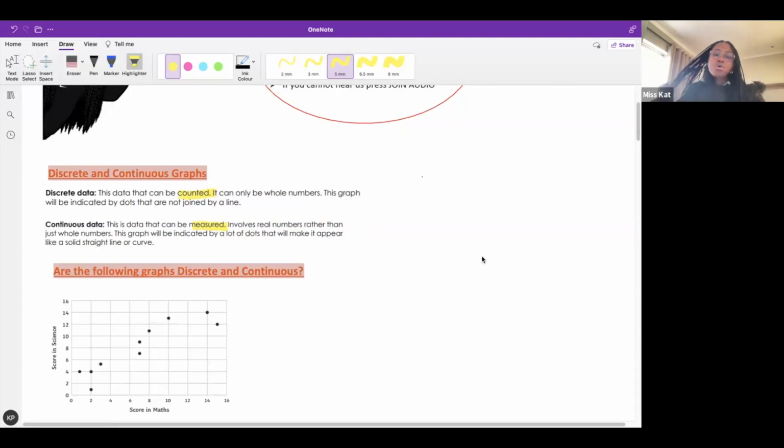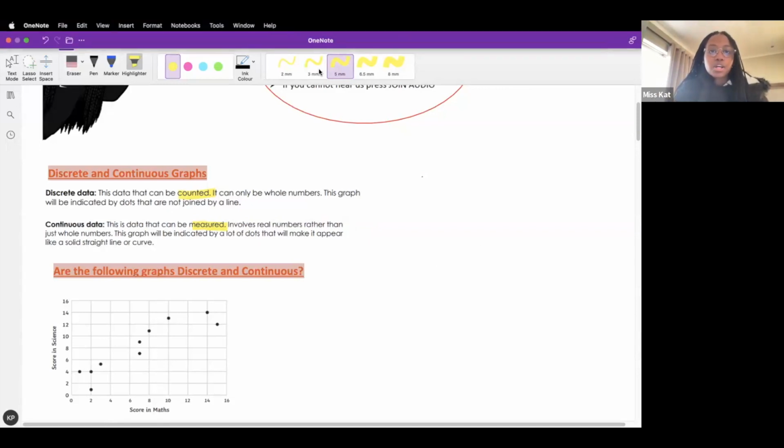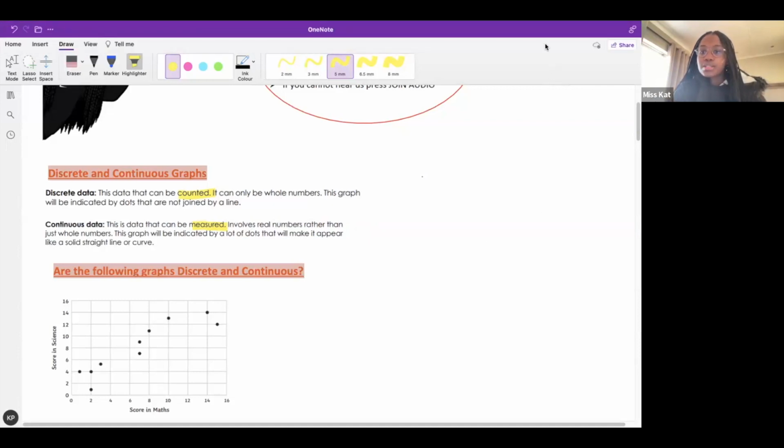Okay, so what type of graph is this? Is it discrete or is it continuous? Based on the definitions that are above, if you haven't taken a screenshot, now would be a great time to do so. But what type of data or graph do you think we have here? Do we have a discrete graph or do we have a continuous?